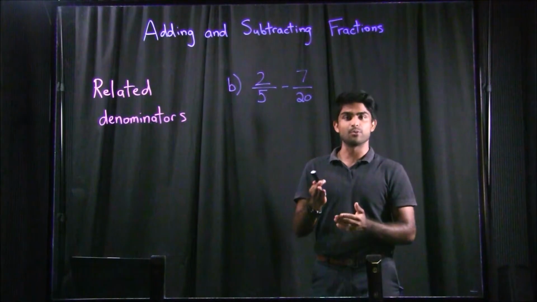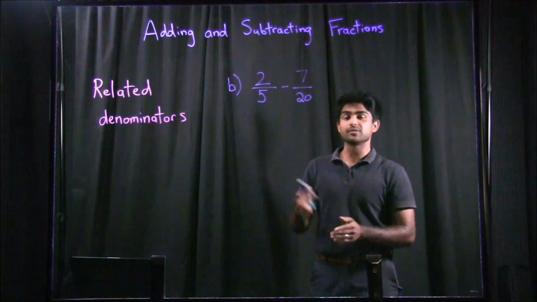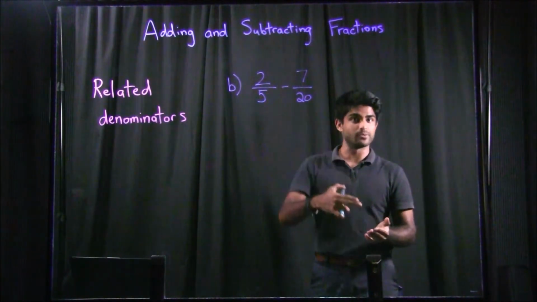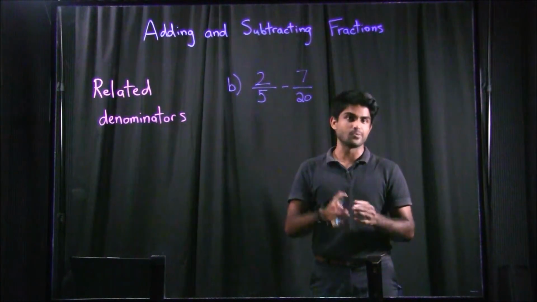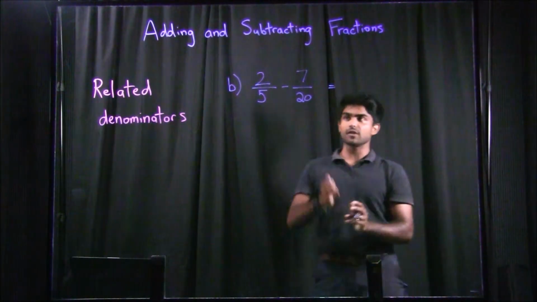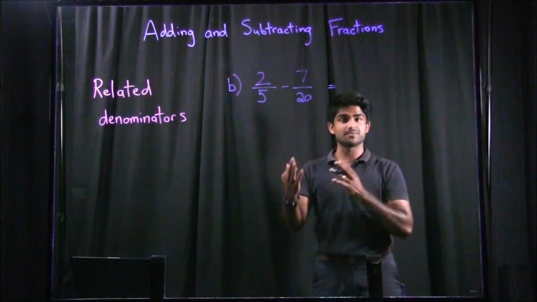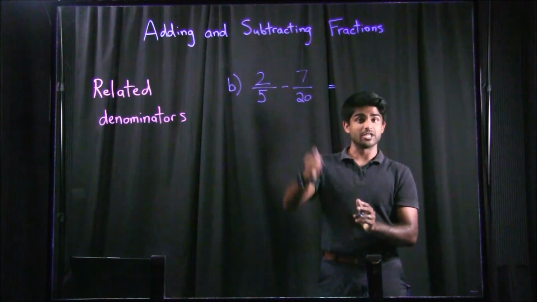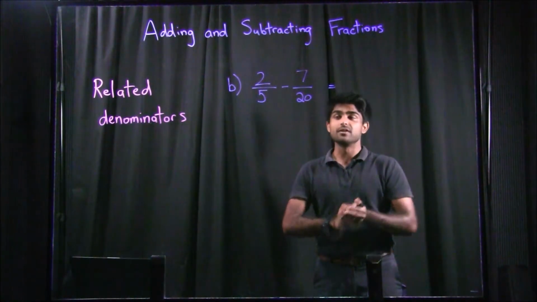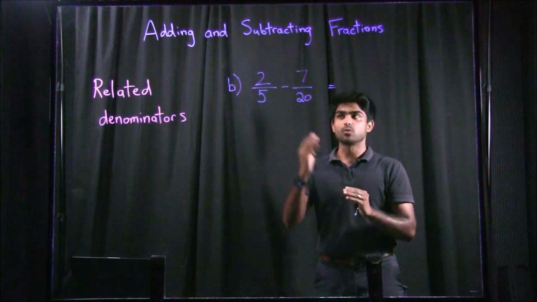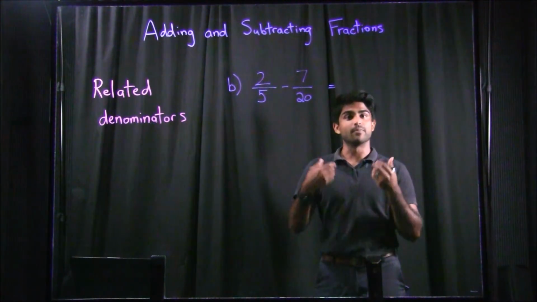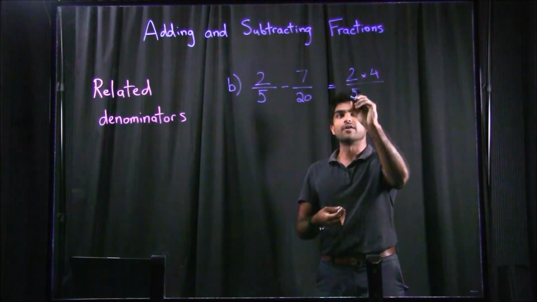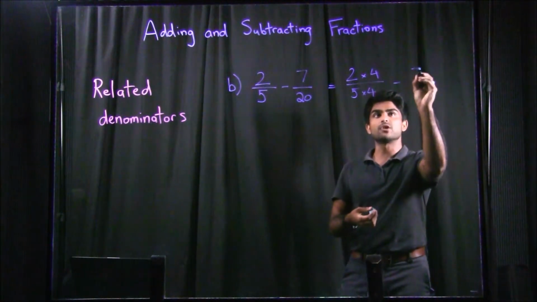Alright, for our second example, we're going to look at a subtraction, still using related denominators, and you'll find that it's completely the same as addition, except instead of adding the numerators, eventually we will just subtract the numerators. Again, the denominators are different, so we can't just subtract straight away. What we need to do is figure out what we multiply 5 by to reach 20. 5 times 4 is 20. So we need to times the top and the bottom by 4. So our very first step is 2 times 4 over 5 times 4, and the 7 over 20 stays the same.